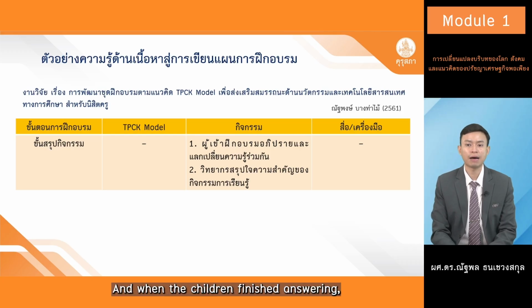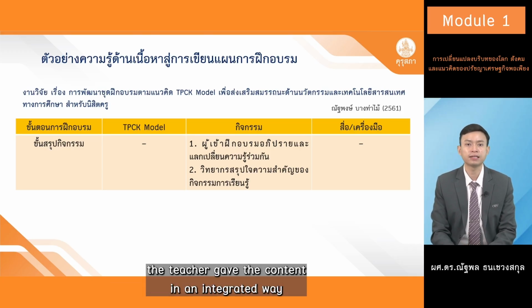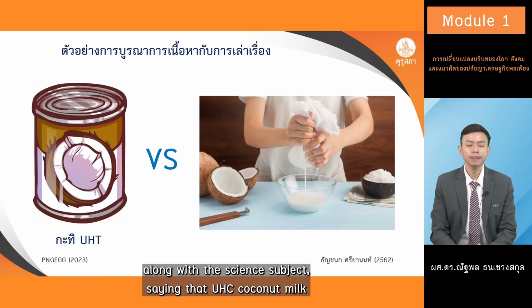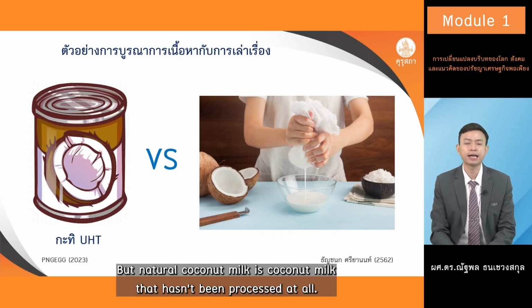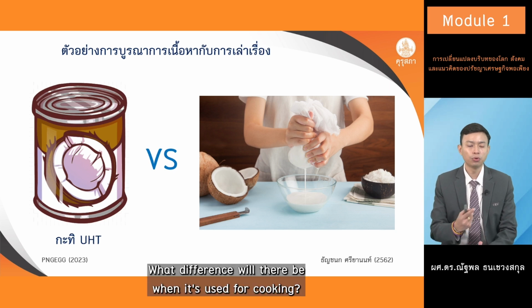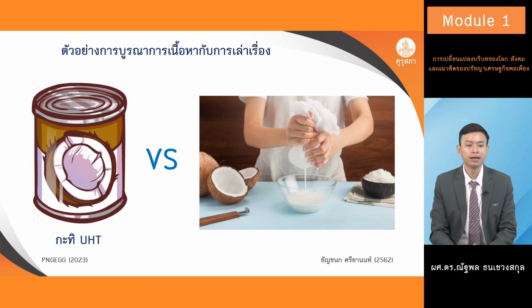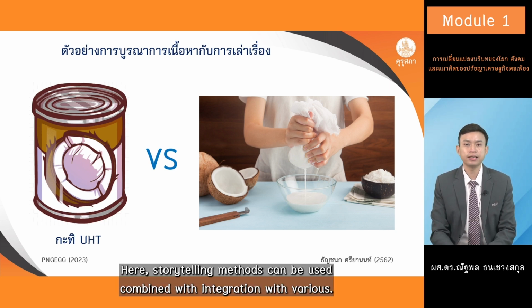The children will think, and when the children have finished answering, the teacher gives the content in an integrated way along with the science subject, saying that UHT coconut milk went through a process like this to create this characteristic. But natural coconut milk is coconut milk that hasn't been processed at all. What difference will there be when it's used for cooking? Here, storytelling methods can be combined with integration with various subjects.